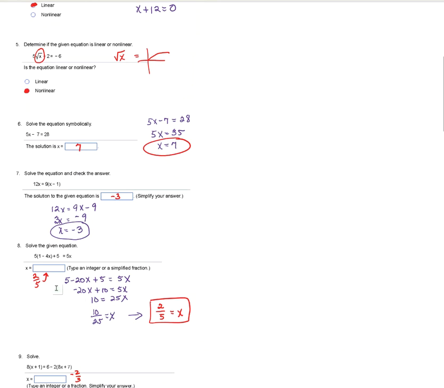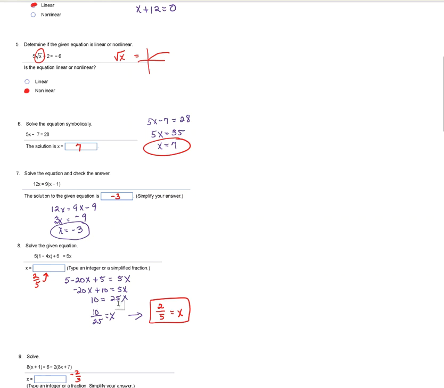All right, same thing here. We're going to distribute this 5, and we have 5 minus 20x plus 5 equals 5x. We're going to add the 5 and 5 to get this 10. Then we're going to add 20x to the other side to move that.